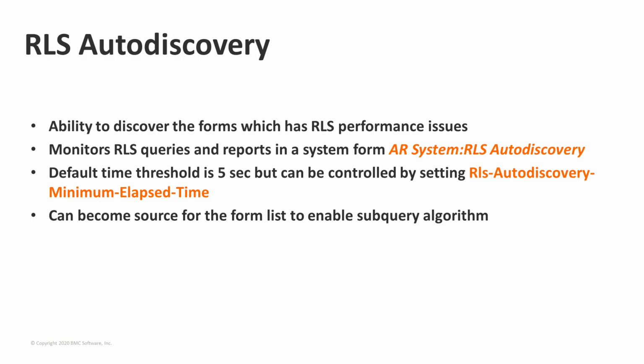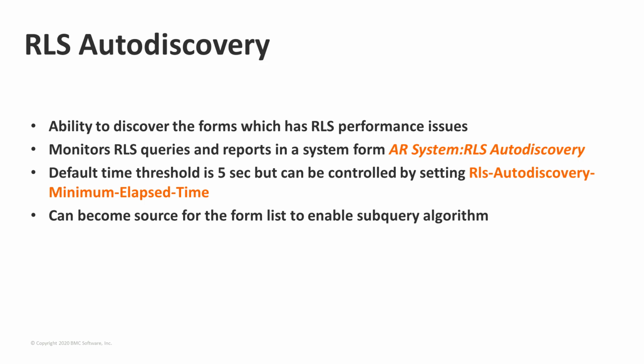Let's talk about a new feature, RLS Autodiscovery, which is recently introduced in 2002. This feature has added an ability in AR server to monitor RLS queries. If the execution time for a RLS query goes beyond a threshold, then server reports such query and the form name in a system form, AR System RLS Autodiscovery. The threshold is by default 5 seconds and is configurable using a CCS setting, RLS Autodiscovery minimum elapsed time.